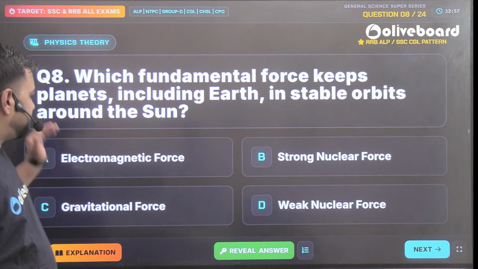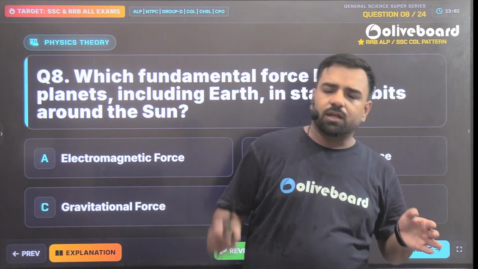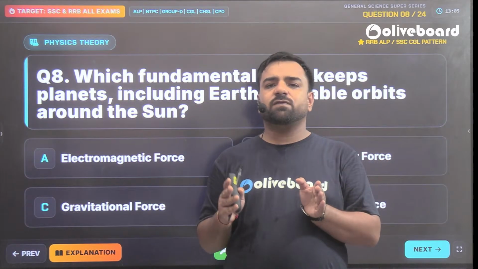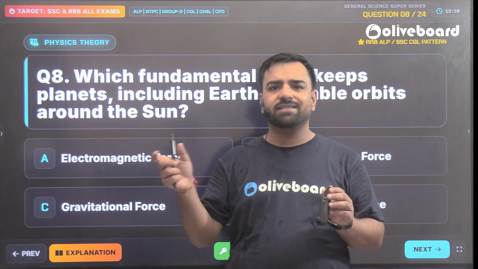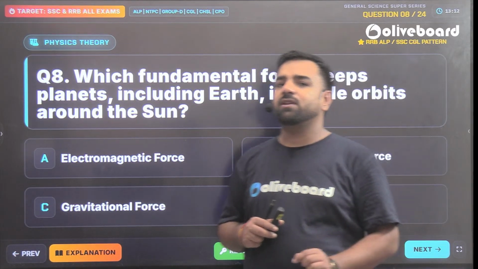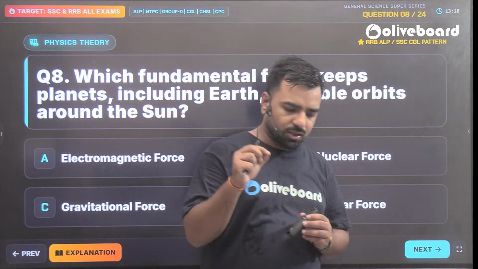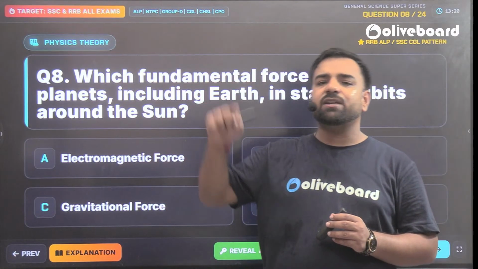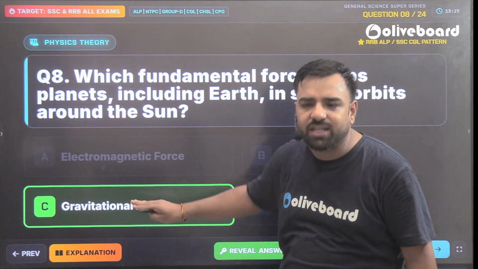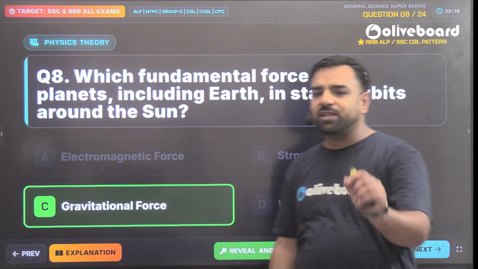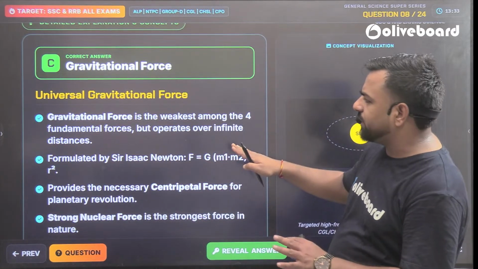So in this case, if I talk about any force which is applied on two objects which have different masses, two objects with their own masses kept at distance d, guys, there's a force that is developed, and this force is known as gravitational force, where we have a formula F is equal to G m1 m2 upon r square. So that's the gravitational force, and please remember this is the weakest force in nature, the weakest among all the fundamental forces.